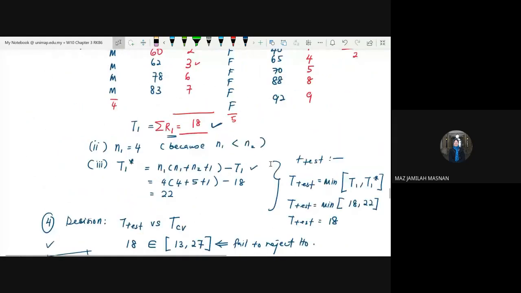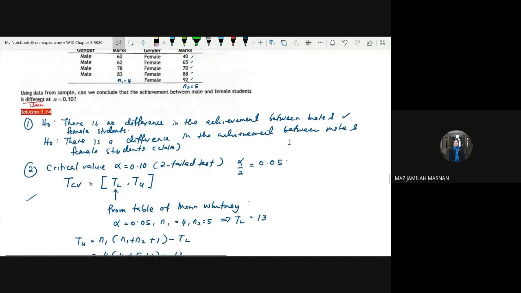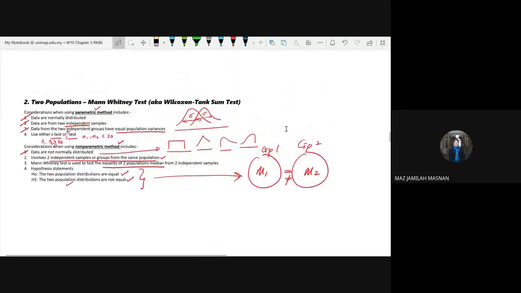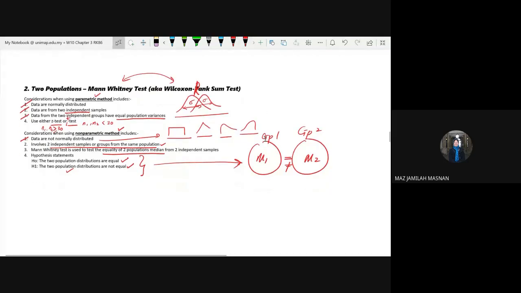Okay, class, any questions so far? So that's how we perform the Mann-Whitney test. Any questions so far, class? No, ma'am. Okay, so a bit long. So class, whenever you see Mann-Whitney test, just remember Mann-Whitney test is also known as the Wilcoxon rank sum test. Typo, Wilcoxon rank sum test. These are referring to the same test. Mann-Whitney test, also known as the Wilcoxon rank sum test.